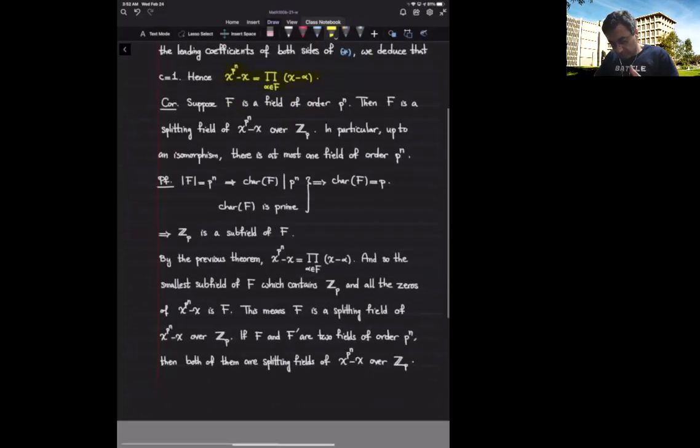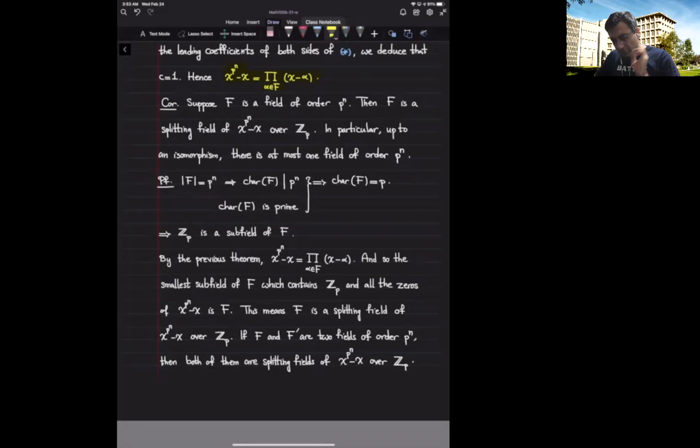Okay, so this means what? This implies that if I tell you F is a finite field of order p^n, then F is a splitting field of x^(p^n) - x over the base field Z_p. In particular, up to an isomorphism, there is at most one finite field of order p^n.